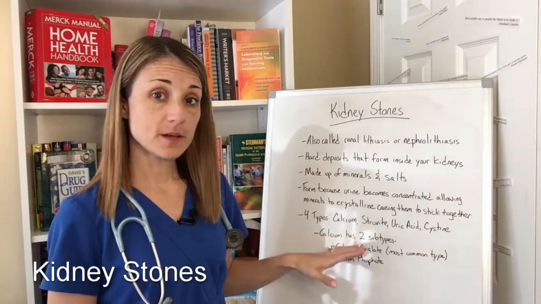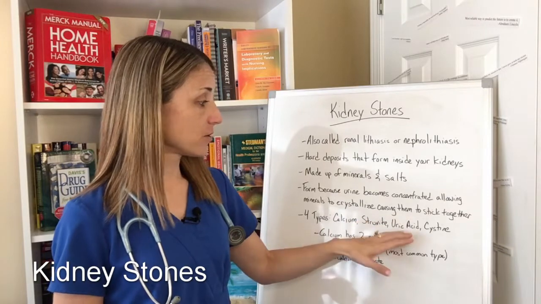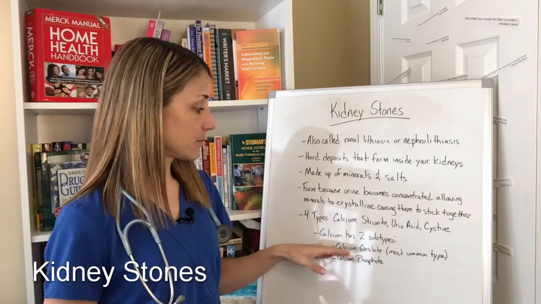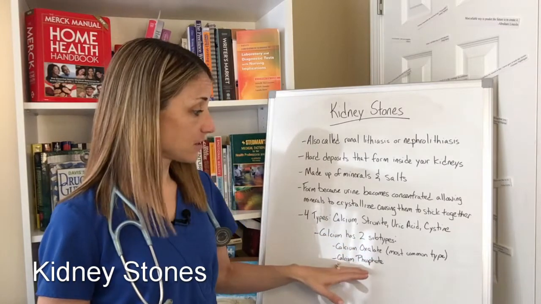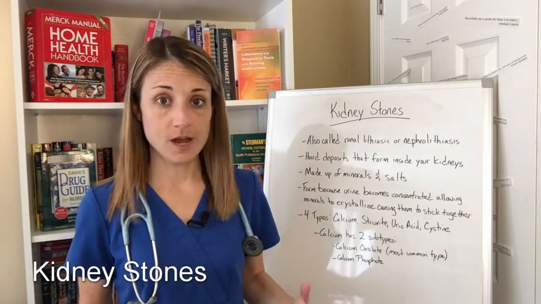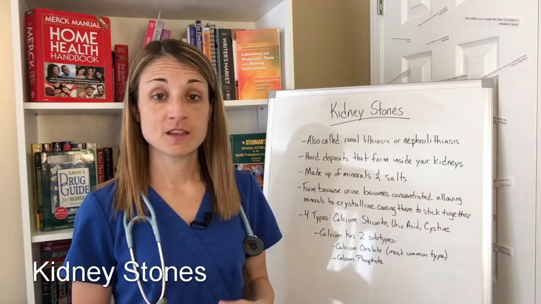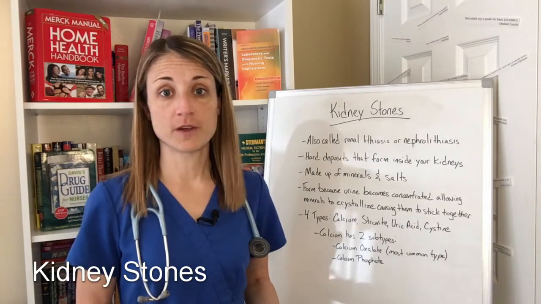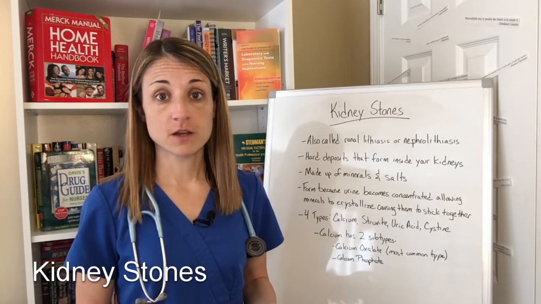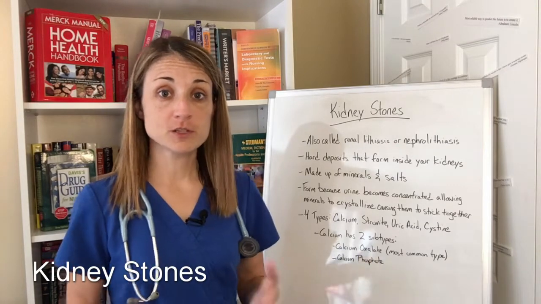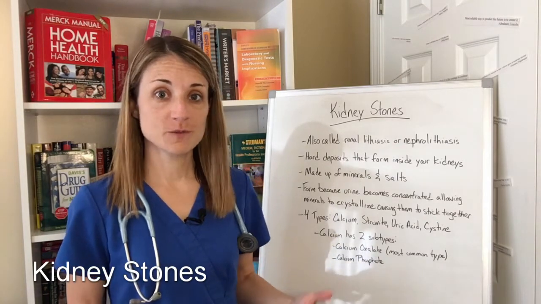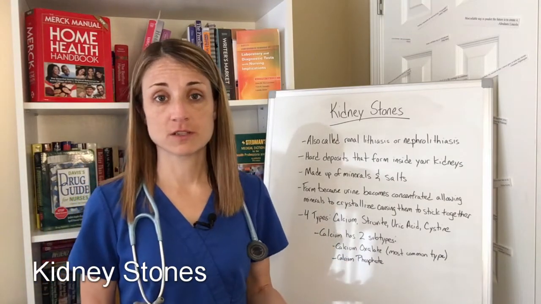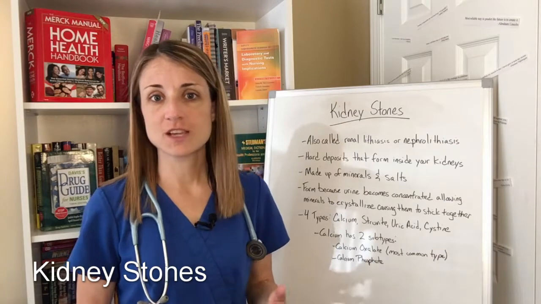There are four main types: calcium, struvite, uric acid, and cysteine. Calcium is further divided into two subtypes: calcium oxalate and calcium phosphate. Calcium oxalate is the most common type of kidney stone. Oxalate is a substance that is produced by your liver daily, but it's also found in fruits, vegetables, nuts, and chocolate. So if you have too much of this in your body, it causes a buildup, which can result in the kidney stone. Calcium phosphate is usually caused by some sort of metabolic condition or taking certain medications.